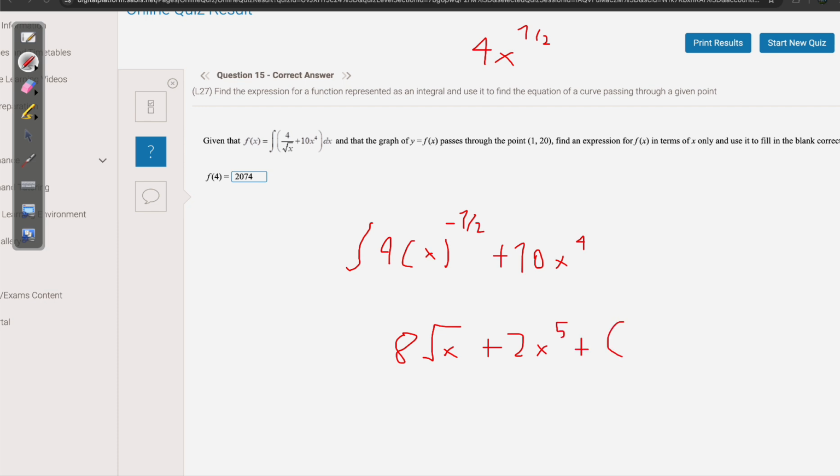Now here we need to find c and then substitute by 4. So here they gave us a point that works on the line. So when we substitute x by 1, it's gonna give us 20. So I'm gonna do 8 radical 1 plus 2 times 1 to the 5 plus c is equal to 20. You get that c is equal to 10. And now let's actually substitute c by 10. But here they want us to substitute x by 4 and figure out what it gives. So we're just gonna substitute x by 4. 8 radical 4 plus 2 times 4 to the 5 plus 10, which is 2074.